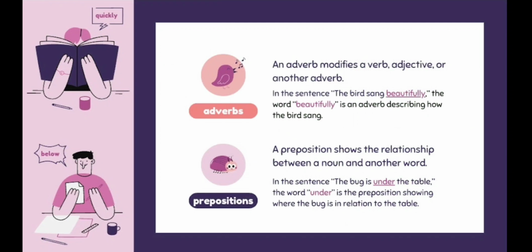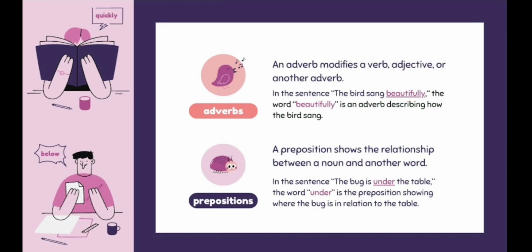Adverbs. An adverb modifies a verb, adjective, or another adverb. In the sentence, the bird sang beautifully, the word beautifully is an adverb describing how the bird sang. So, the way an action is being performed is an adverb. For example, I'm running. That's an action. But how am I running? Slowly. Okay? That could be an adverb.